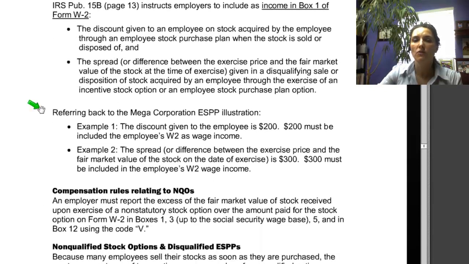So let's take a look back at that Mega Corporation ESPP illustration. In example 1, the discount that was given to the employee is $200, and therefore $200 must be included in the employee's W-2 as wage income. And in example number 2, the spread or difference between the exercise price and the fair market value of the stock on the date of exercise is $300. So $300 must be included in the employee's W-2 as wage income.